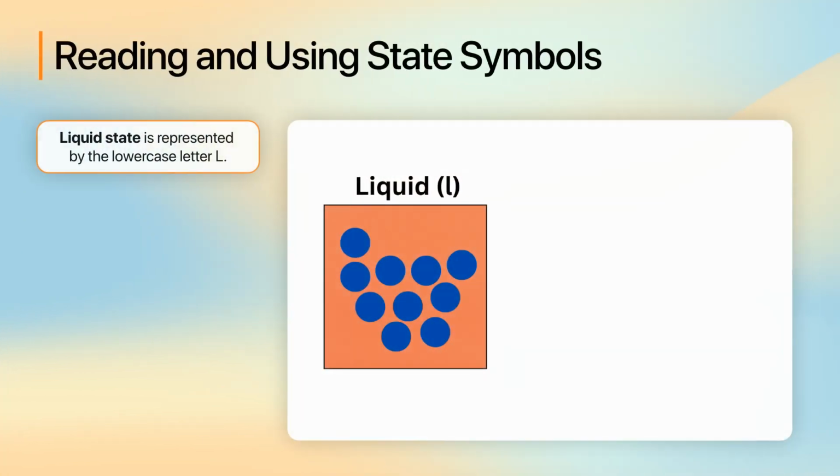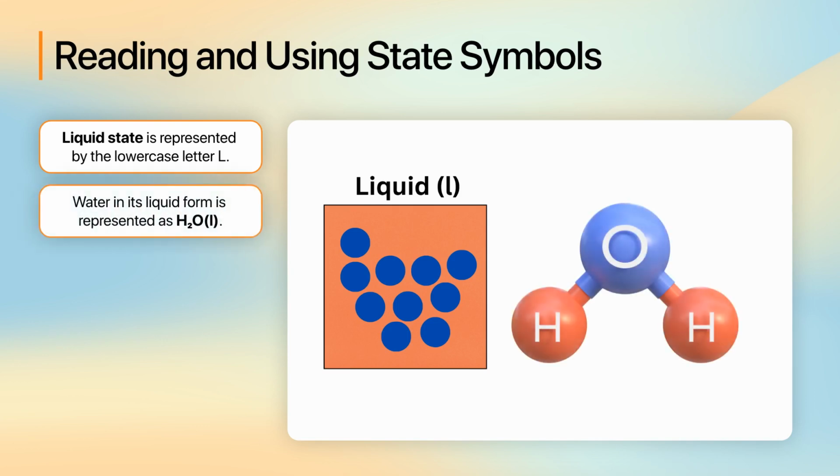The liquid state, represented by the letter L, is shown here. In the liquid state, particles are still close together but can move past one another. For example, water in its liquid form is represented as H2O(l).